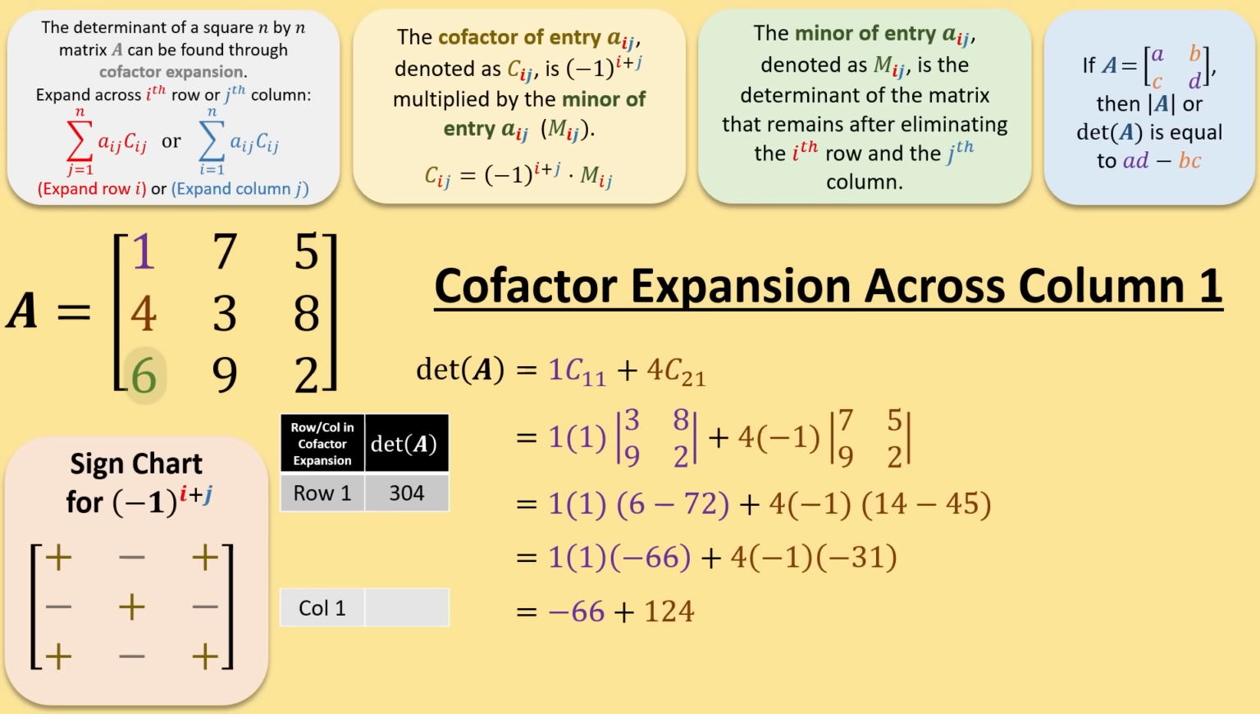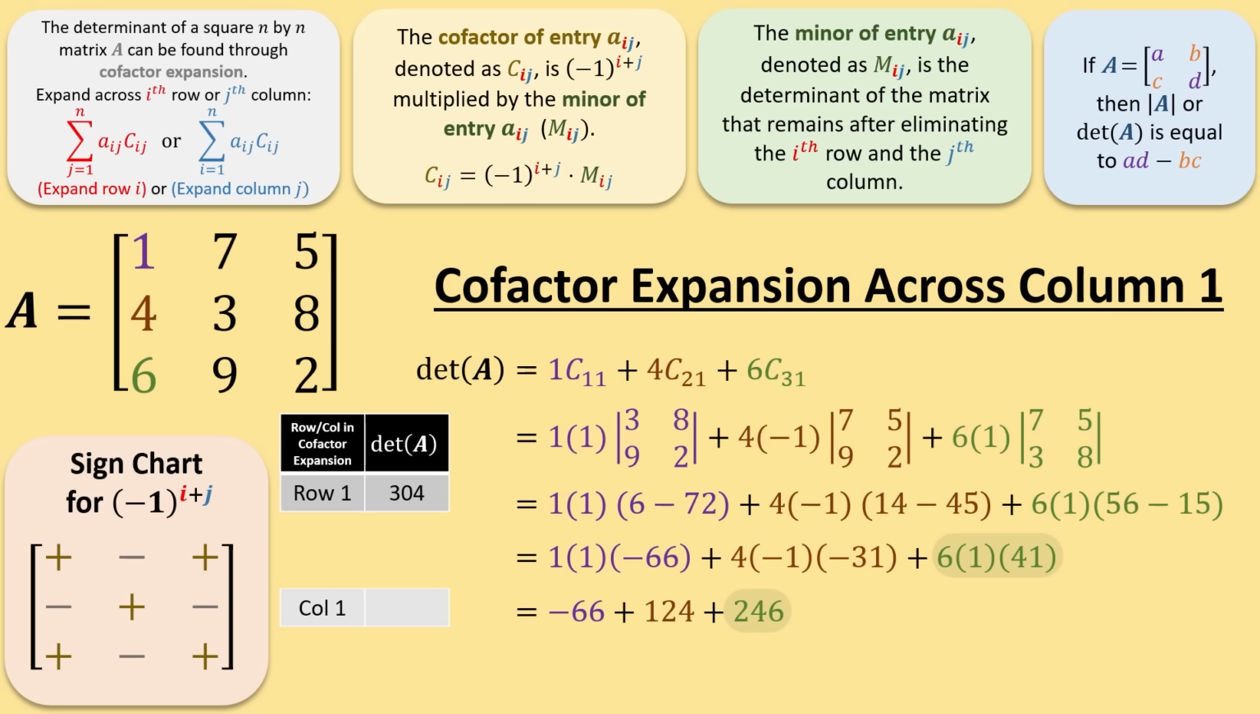The third entry of column 1 is 6, and we multiply it by its corresponding cofactor. The cofactor equals positive 1 times 41. This product equals 246. Negative 66 plus 124 plus 246 is equal to 304. This is the same result we got when we expanded across the first row. Turns out, regardless of the row or column you expand across, you will get the same value for your determinant.